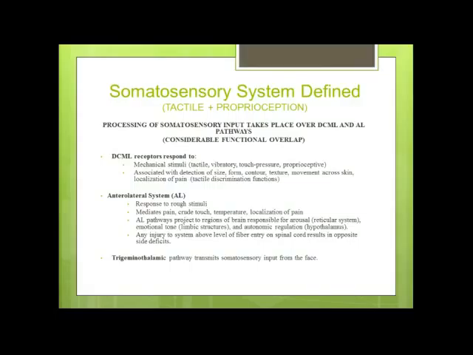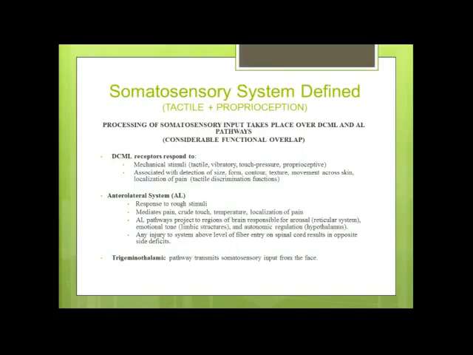DCML, or discriminative systems, are associated with the detection of size, form, contour, texture, movement across the skin, which is really critical, and localization of pain, not the response to pain necessarily, but the information about where the painful stimulus is coming from.